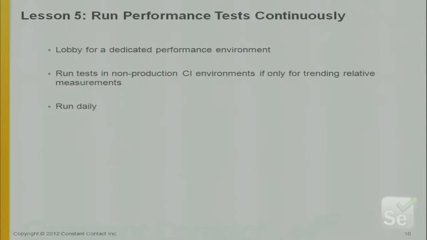Lesson 5, run your performance tests continuously. Lobby for a dedicated performance environment. Run your tests in non-production CI environments, if only for relative measurement. Your CI environment might be like a tenth of production, so you can do the math on that difference and figure out if that is still a valid number. But at least if you're doing it in your CI environment, you can see how the previous 5-10 runs went versus your current run.